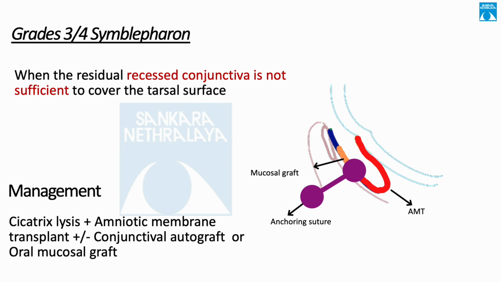In cases of grade 3 or 4 symblepharon, when the recessed residual conjunctiva is not sufficient to even cover the tarsal surface, in addition to your amniotic membrane transplant on the bulbar surface, you would require an oral mucosal transplant on the lid margin to take care of your tarsal and the palpebral defect, along with an anchoring suture or a fornix forming suture to keep the palpebral and the tarsal surface away from each other.